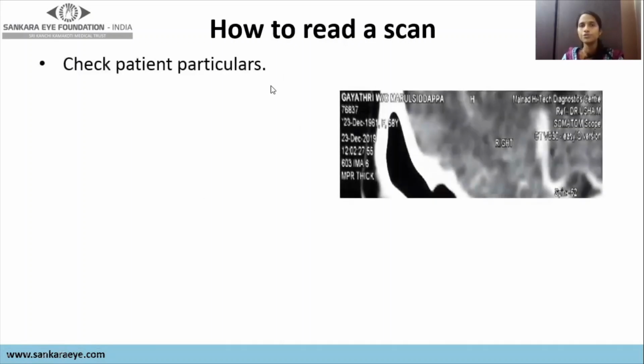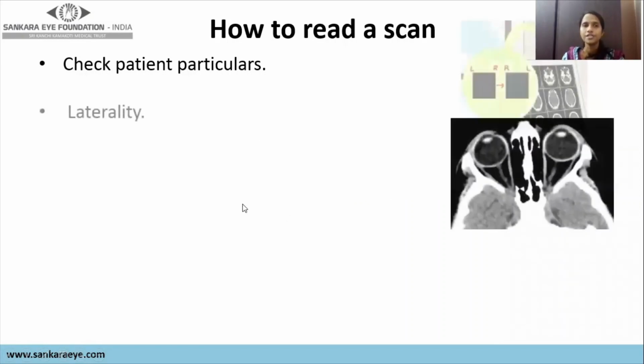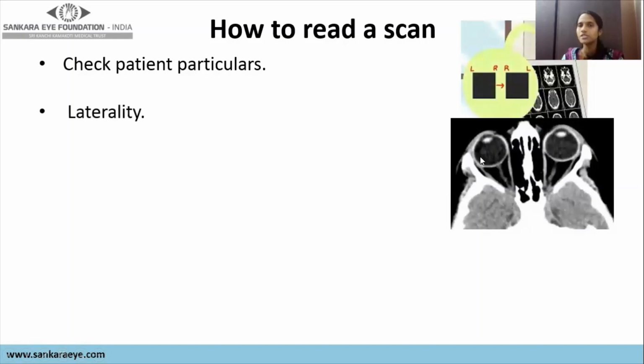The first thing you need to look into a scan is the patient details. In the corner of the image, you have the name of the patient, the date of birth and the age of the patient, and the date and time on which the scan was taken will be recorded. Once you confirm the patient details, look for the laterality, which is the right and left of the image. In a film plate, the left side of the plate will represent the right image and the right side of the film will represent the left image.